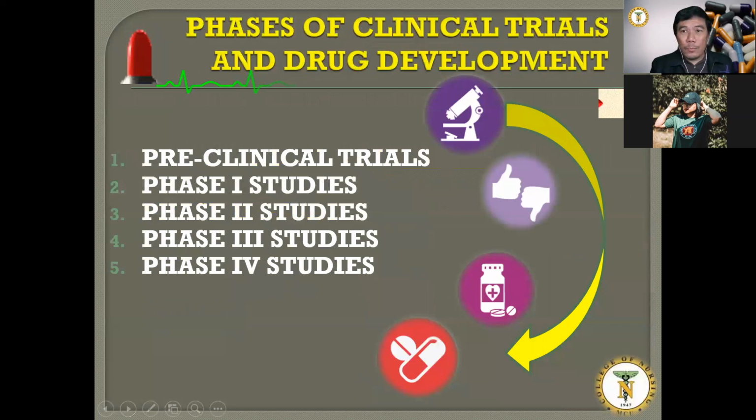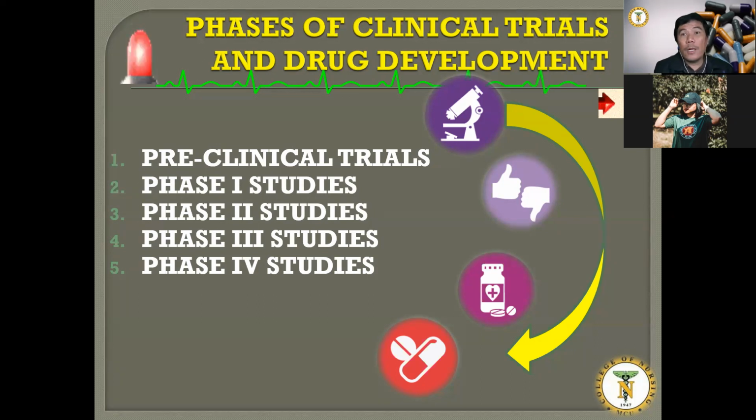So now, we will continue on the phases of clinical trials, which is related to the topic pertaining to the asynchronous sessions that you may have. There are the phases of clinical trials. These are preclinical trials, phase 1 studies, phase 2 studies, phase 3 studies, and phase 4 studies.